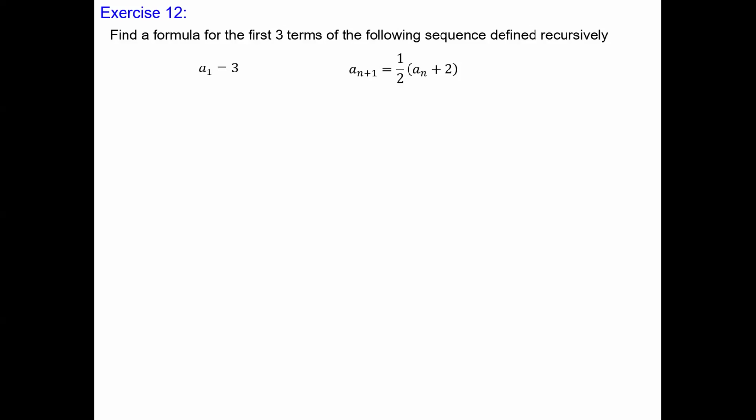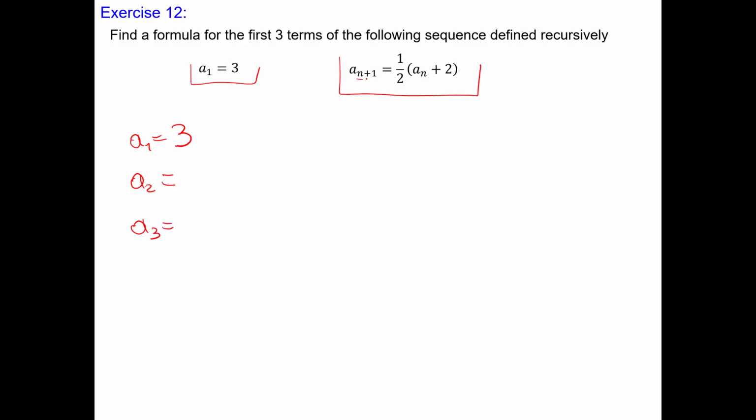That's what we have. We have, of course, the recursive definition. This is the recursive definition: a sub n plus 1 is defined as 1/2 times a sub n plus 2. And a sub 1 is given. We always have to have some given additional information. Okay, that means the first term is 3, and we have to find the second one and the third one.